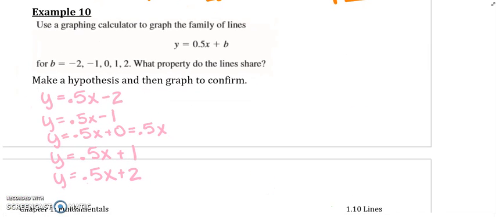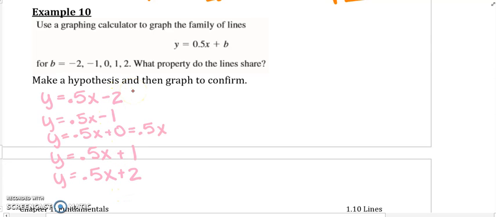It says, using your graphing calculator to graph the family of lines, y equals, so that there's your m, 0.5, x plus b, and it's going to give us 5 different b's. What property do the lines share? I would like you to stop and make a hypothesis on your own. These are the 5 different lines if you want to write them out. And this is what we're going to type in our y equals.